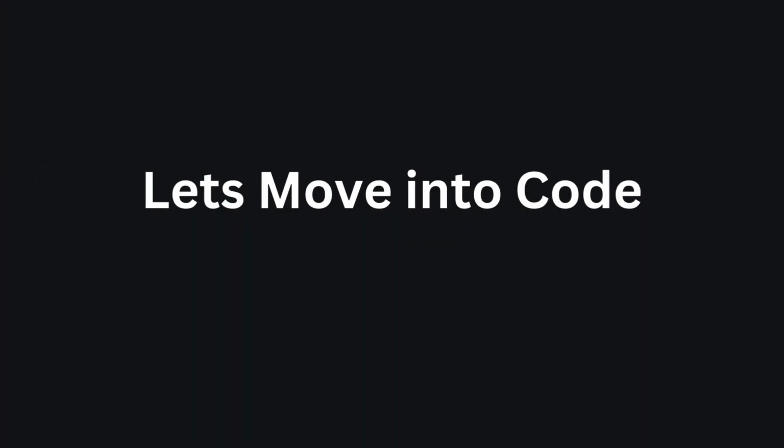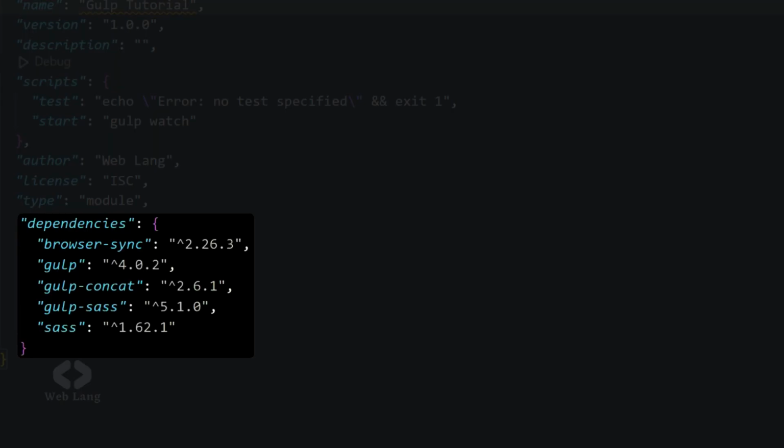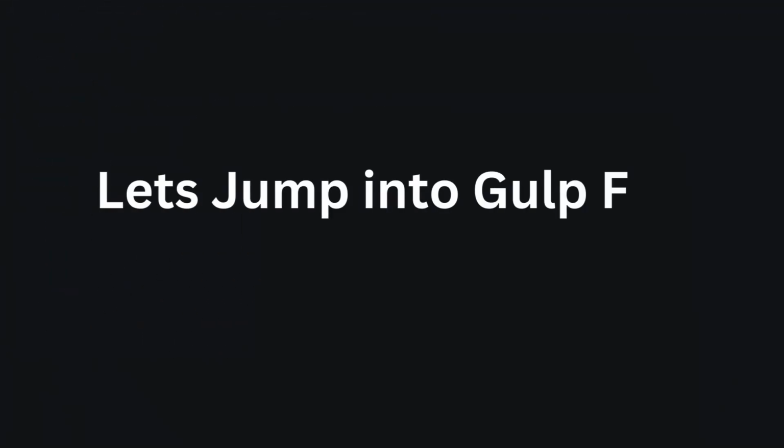Let's move into code. This is the package.json file. Look at these dependencies. These are the necessary packages that are needed to run or create the gulp task.